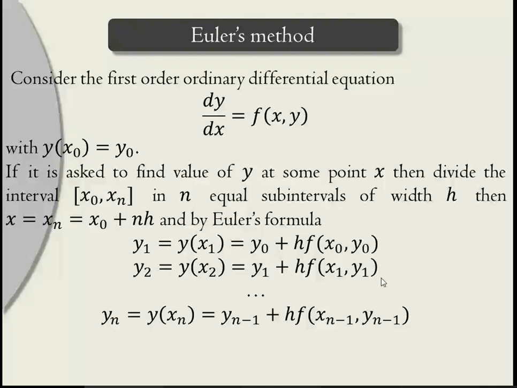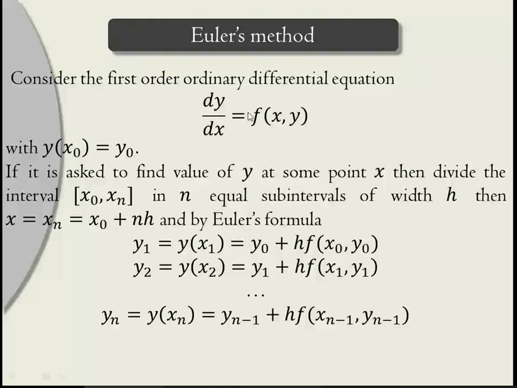We are given dy by dx equal to some function. That is the first order ordinary differential equation. It can always be written in such form. So whatever function is on the right hand side, by equating dy by dx equal to something, take that function as f of x, y. The initial point is given.